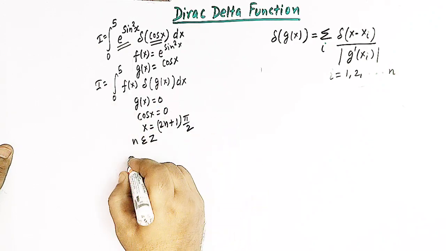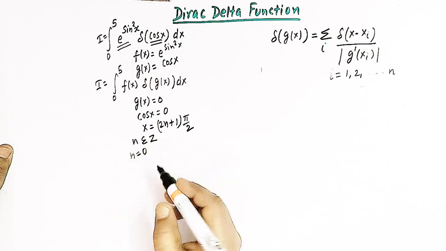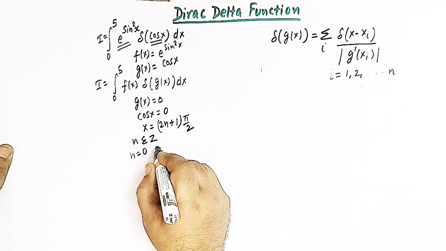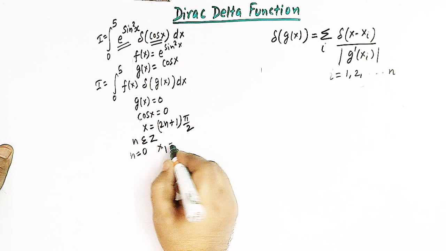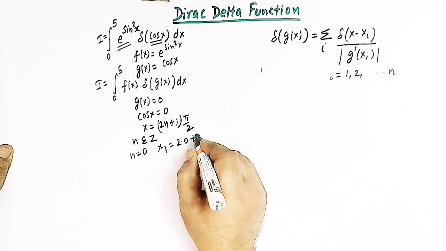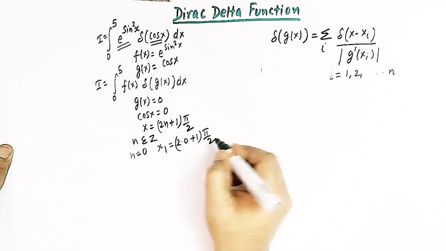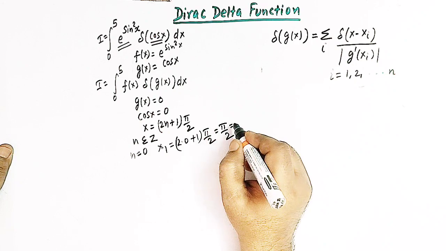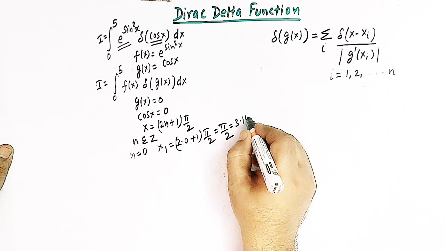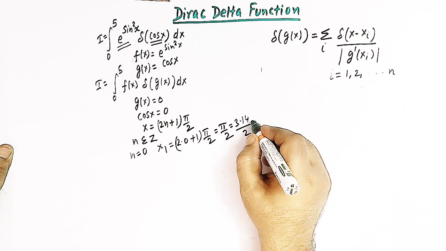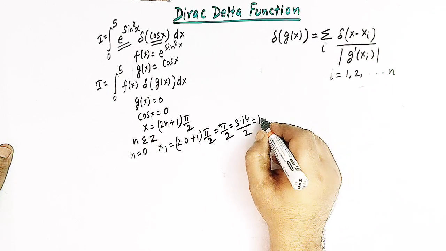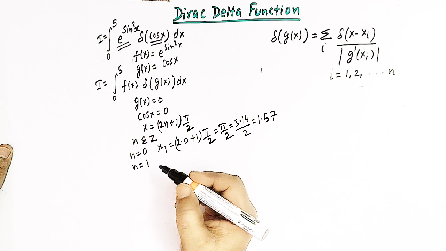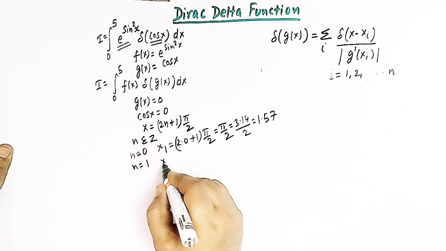So let us first take n equal to 0. Then one of the roots of this equation, say x1, is equal to (2 times 0 plus 1) pi by 2, which is simply pi by 2. If we take the approximate value of pi as 3.14 divided by 2, this is approximately 1.57.